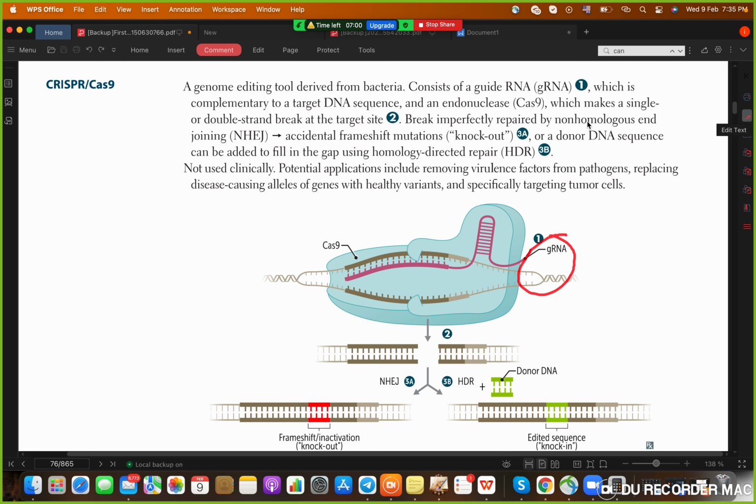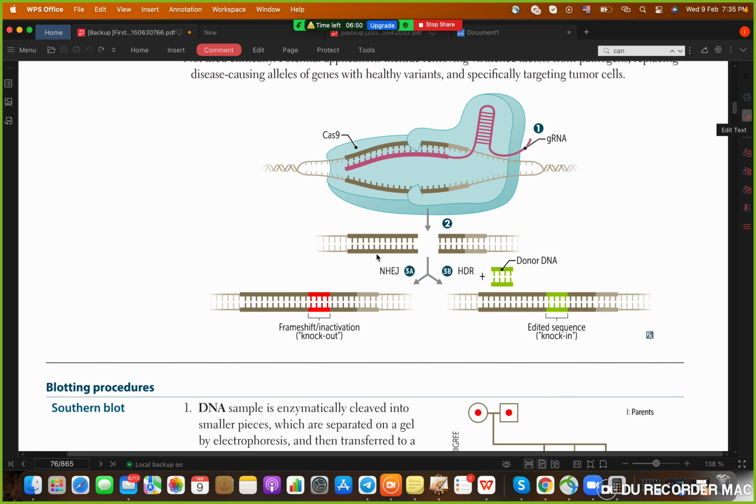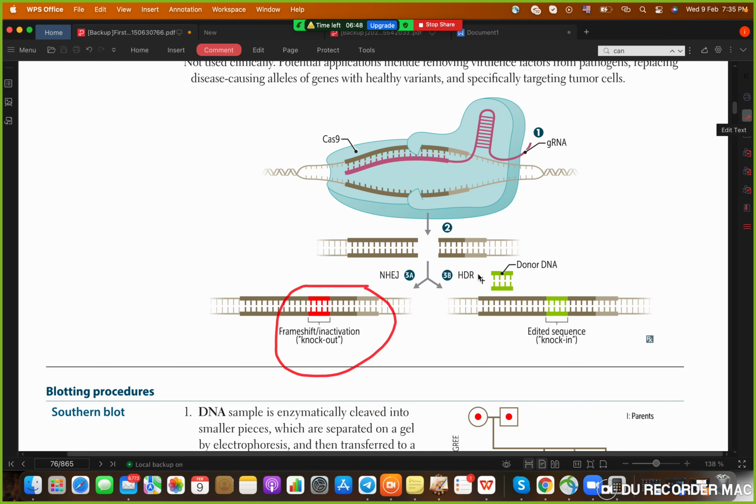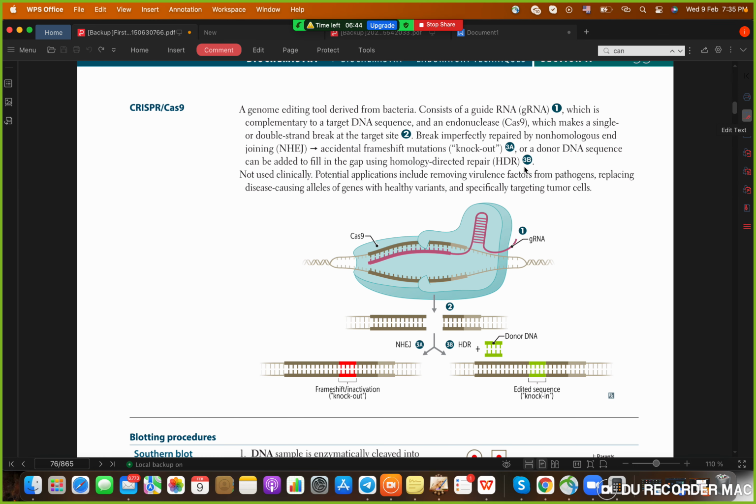So they write here that a break imperfectly repaired by non-homologous end joining causes an accidental frameshift mutation, a knockout, to kick the cancer gene out of the body. Or you can bring a donor DNA sequence to be added to fill up the gap using homology-directed repair. So you can use homology-directed repair to take the DNA of the donor for length, for example, and add it to the area where you have made the cut to get a son that is much taller.